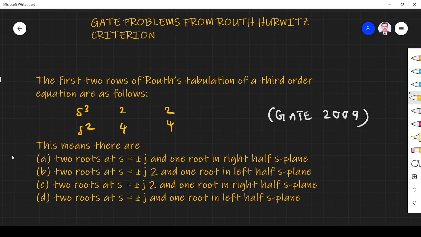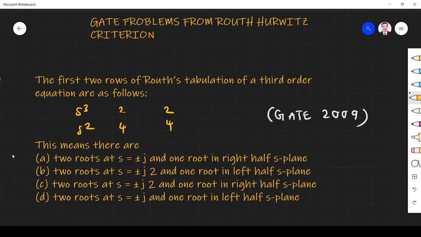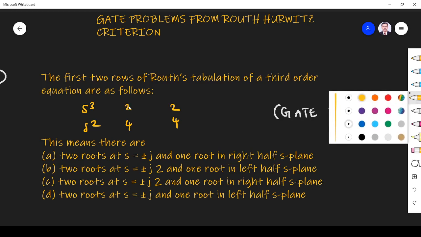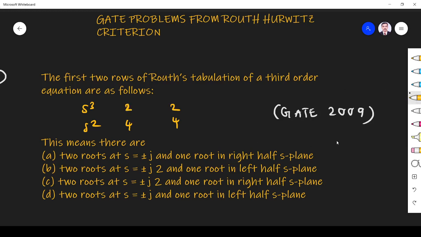Hi friends, in this video we solve GATE problems related to Routh Hurwitz Criterion. The question is, the first two rows of Routh's tabulation of a third order equation are as follows. S cube is 2 2 and S squared is 4 4. This is what they have given. This means they are giving 4 different coefficients and they are asking what is the value of two roots and where it is located.